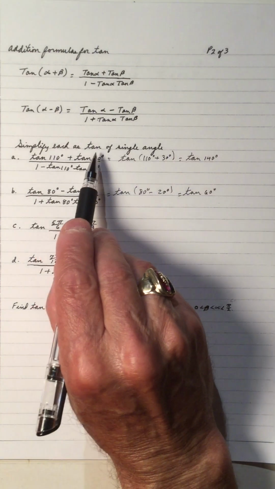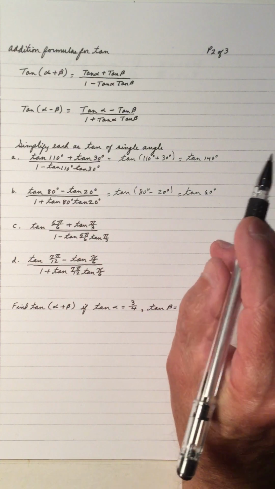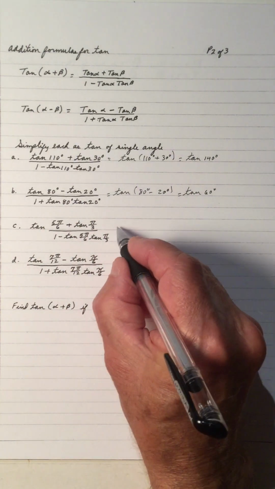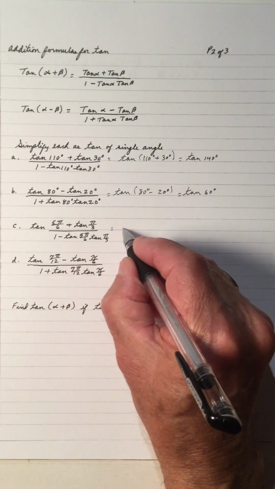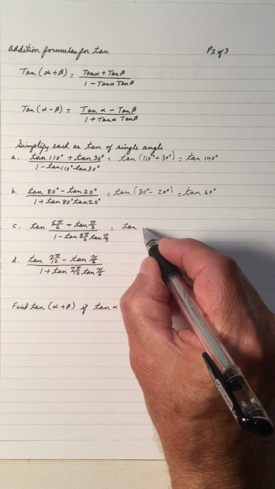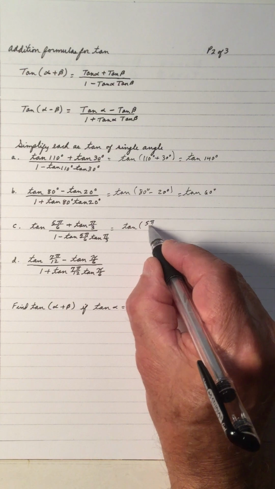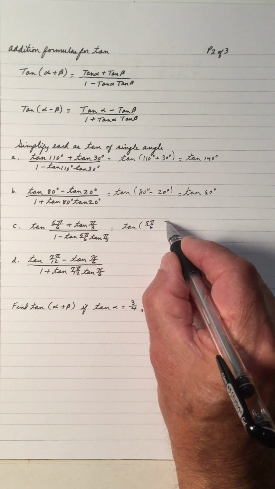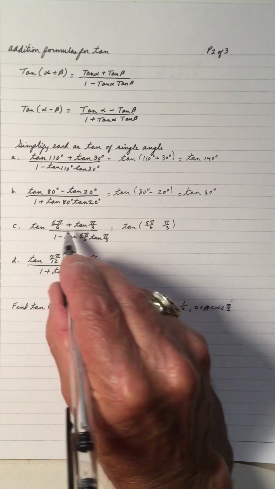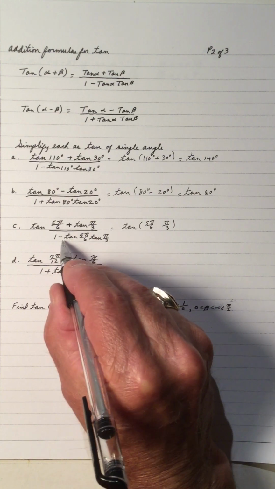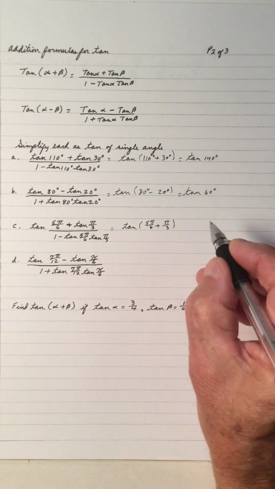Remember, we only have to write it as the tan of a single angle. We didn't have to work it out any further. And again, this is the tan formula, and the angles are 5 pi over 6 in radians and pi over 3. Because there's a plus there and we have a minus here, this is a plus.